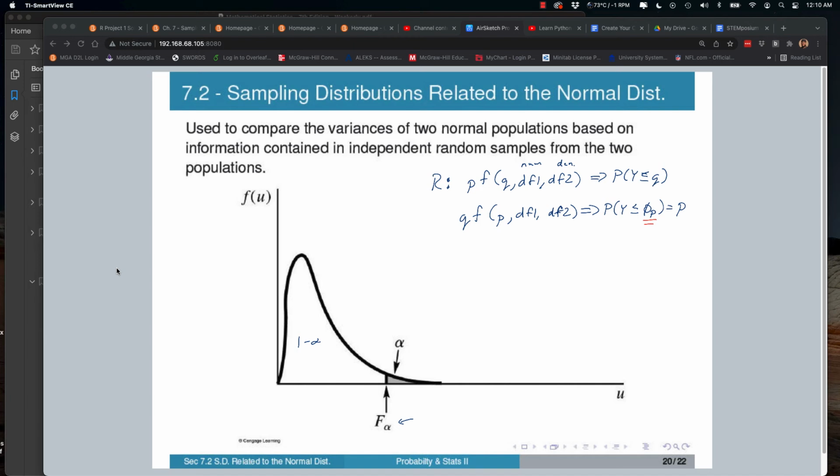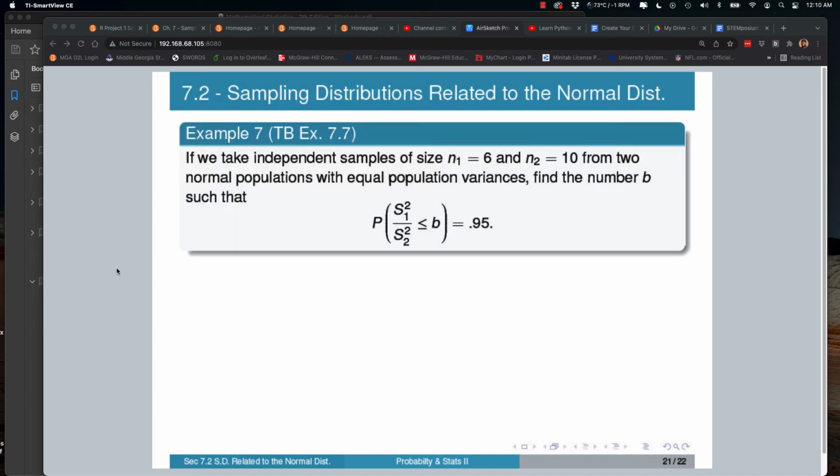All right, so let's do an example using this. Example 7 says: if we take independent samples of size n1 equals 6 and n2 equals 10 from two normal populations with equal population variances, that's an important note there that should not be ignored, meaning sigma 1 squared equals sigma 2 squared, then find the number b such that the probability of s1 squared over s2 squared being less than or equal to b is 0.95.